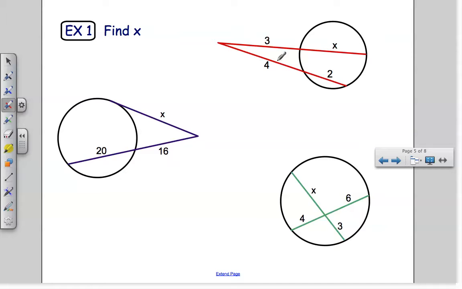Alright, excellent first example here. These are both secant segments. Now remember, with a secant segment, you're supposed to do the full length times the external part. And here's the tricky thing. What is the full length here? What would I do with 3 and x to get the entire length?